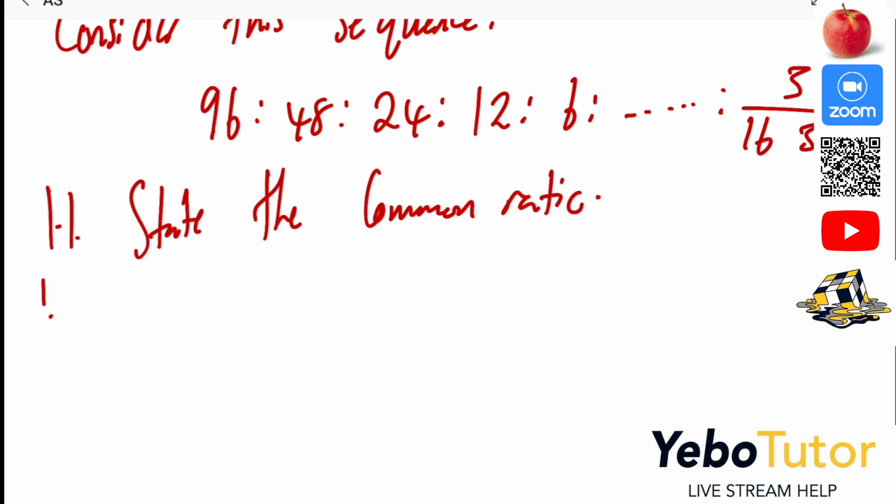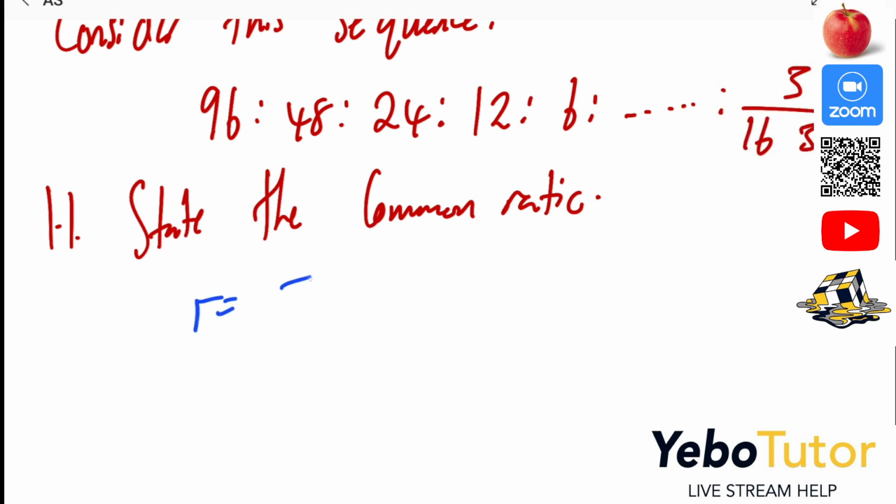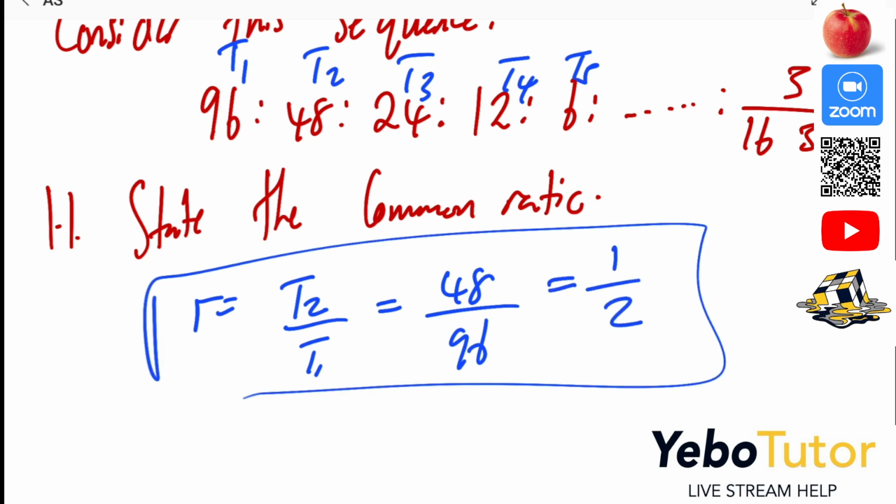Second question, 1.2. Of course, let's just do the constant ratio already. So how do we determine the constant ratio? We know that our constant ratio is always equal to r = T2 divided by T1. And our T2 in this instance, we know that this is term 1, term 2, term 3, term 4, term 5. So your term 2 will be 48 divided by 96. Then again, you use your calculator. When you use your calculator, that will be 1 over 2. So that will be your constant ratio.